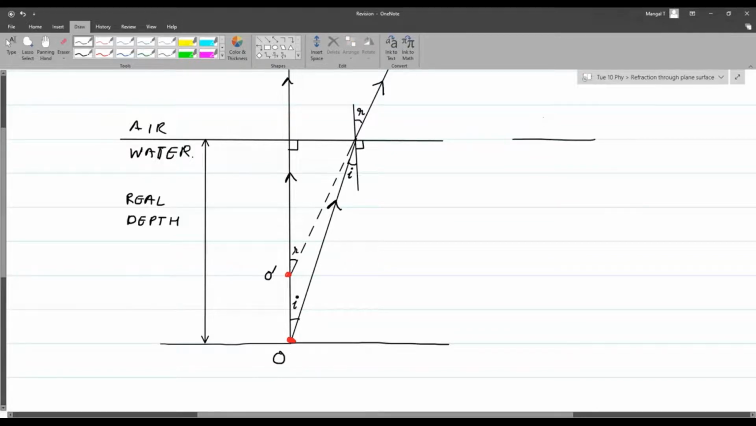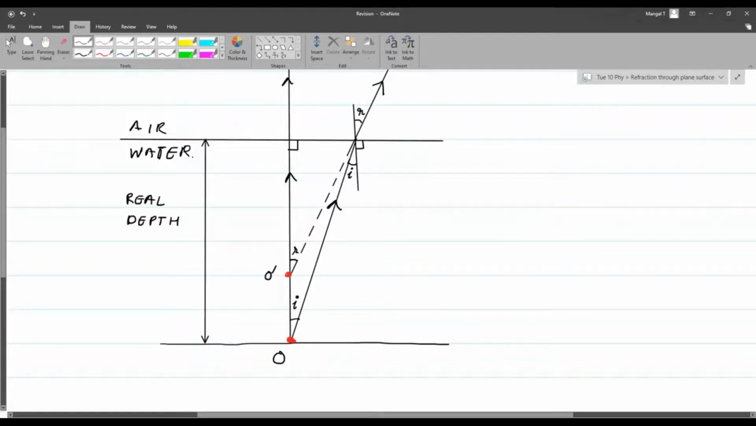So how do you get that? This is called a corresponding angle. If you don't consider this line and consider this line, because they are parallel to each other, this angle is equal to this angle. So that is r and that is i.